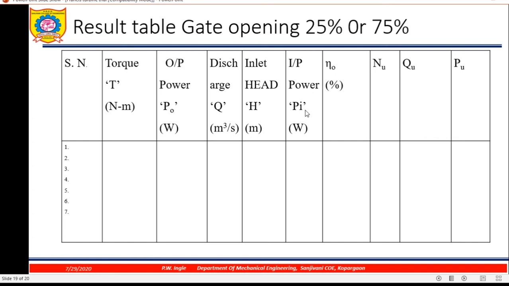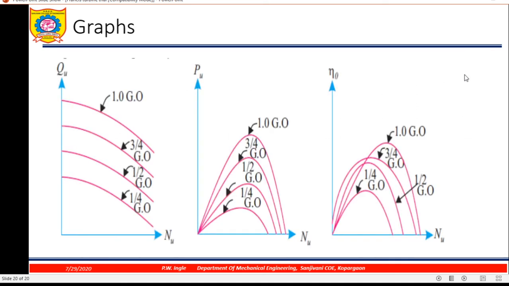How to calculate H? H is nothing but the pressure difference, and because of this pressure difference the rotor of the reaction turbine rotates. That pressure difference is known as reaction pressure. That's why it is known as a reaction turbine. The input power is the water power, rho g Q H. Then overall efficiency, output by input. Then unit speed, unit discharge, and unit power. In this way you can draw the graphs.